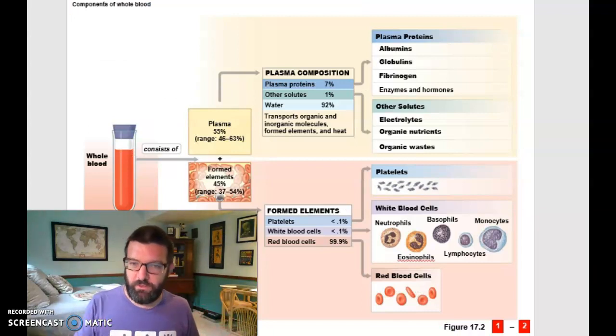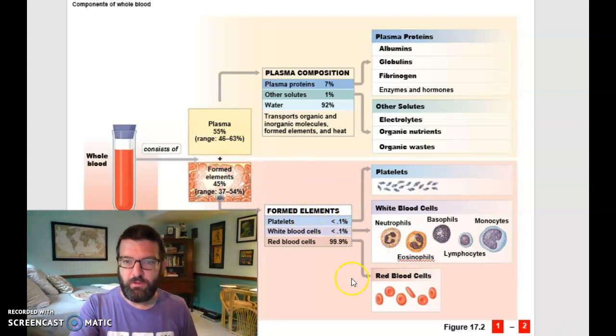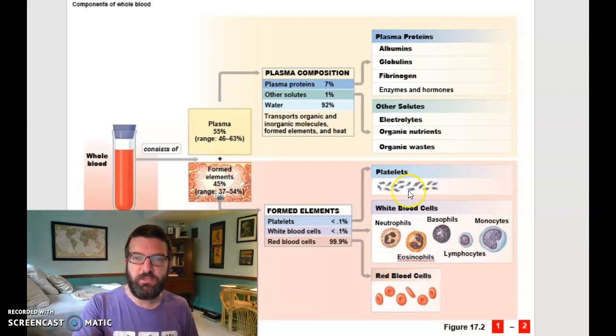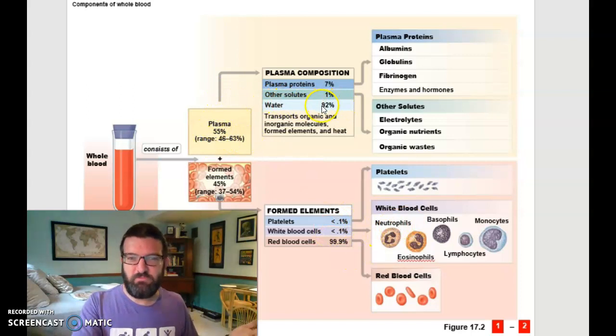If you want to give blood, they may measure your hematocrit to make sure it's high enough that you can spare some of these blood cells. But again, your hematocrit is almost entirely red blood cells. White blood cells and platelets make up the rest, although in terms of just raw numbers, it's a relatively small amount. And then in the plasma, you have mostly water, right?